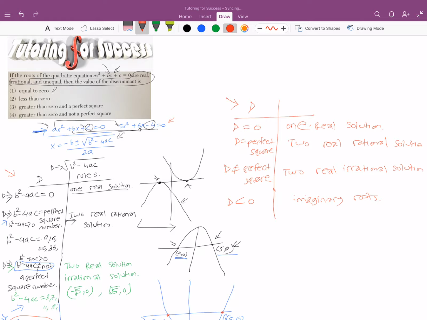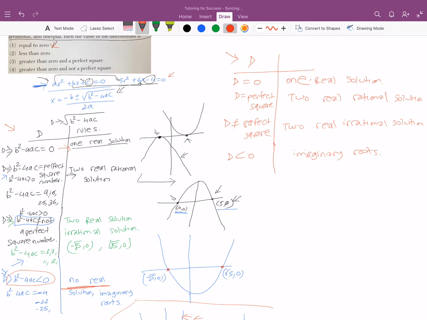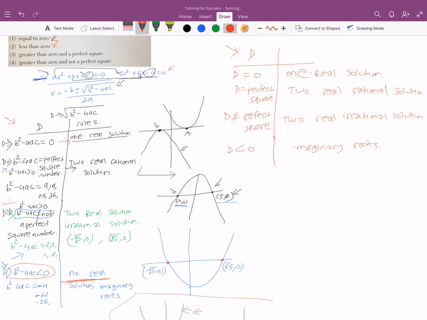Let's go back. It says if the roots of a quadratic equation, which is right here, ax squared plus bx plus c equals 0 are real, irrational, and unequal. Okay, so what do we know now? Is it equal to 0? Equal to 0, it says one real root, so it's not equal to 0. Is it less than 0? Less than 0 says no real solution, right? So that is also not true, right?